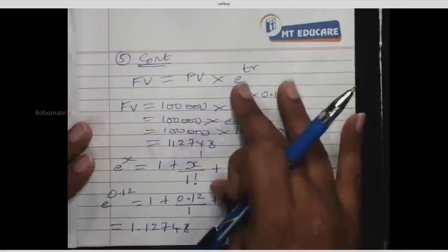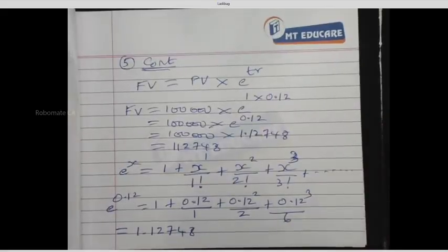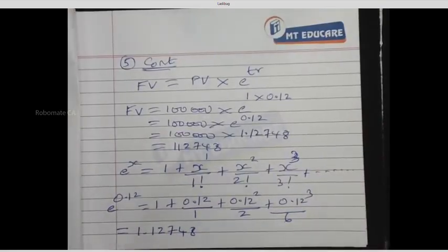Tell me, what is the formula for continuous compounding? Future value is equal to present value into e power tr, where t is the term of deposit and r is the rate of interest per annum. So when the interest is per annum, the term of deposit also should be expressed in years.